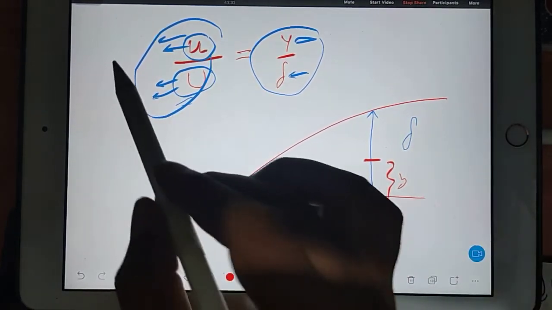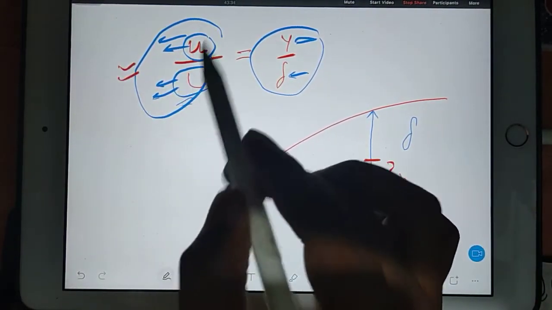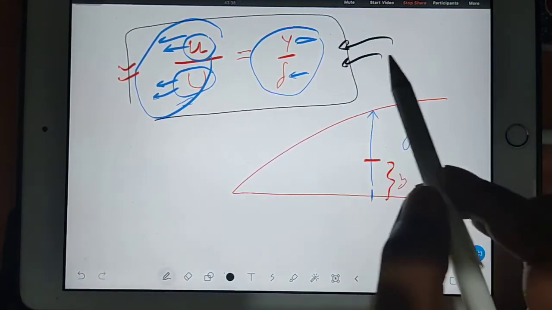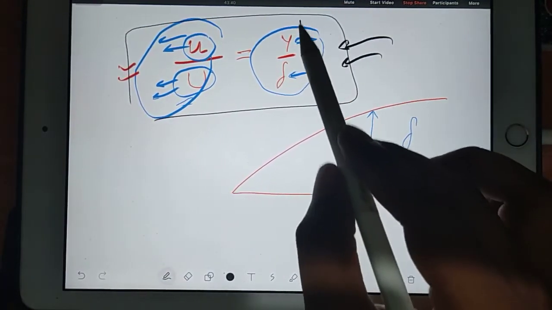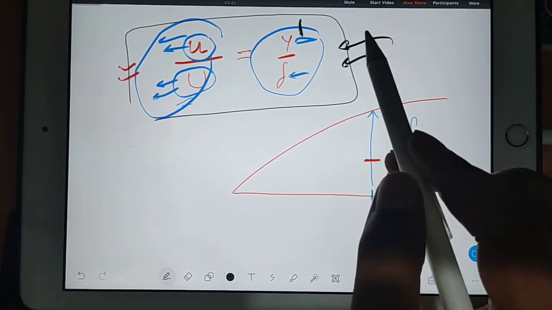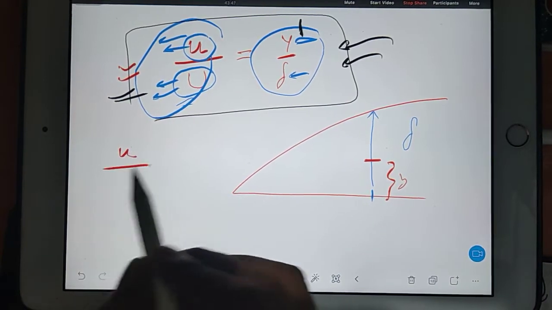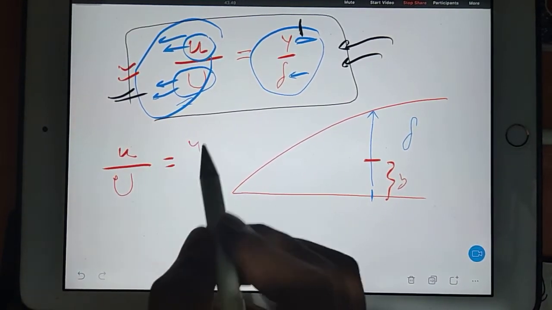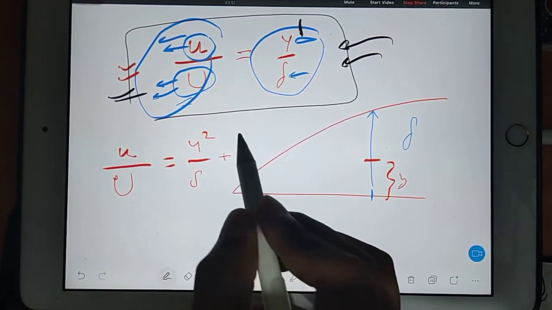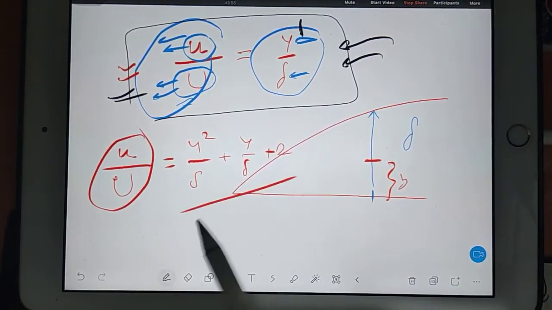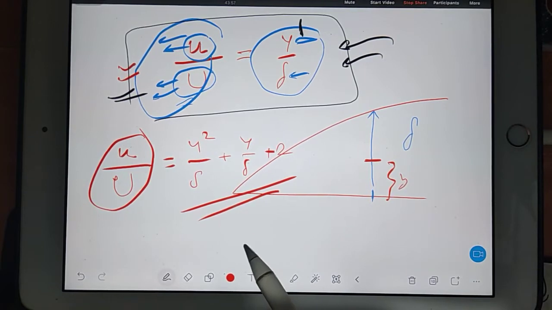So that property we explain with the help of this ratio. This is known as velocity profile. Here I am putting 1, so it is a linear velocity profile. For another property, changes will be different. Maybe the velocity profile can be given like this, y square by delta plus y by delta plus 2, something like this. I mean to say velocity profile can be of any shape. That depends on the mathematical models.